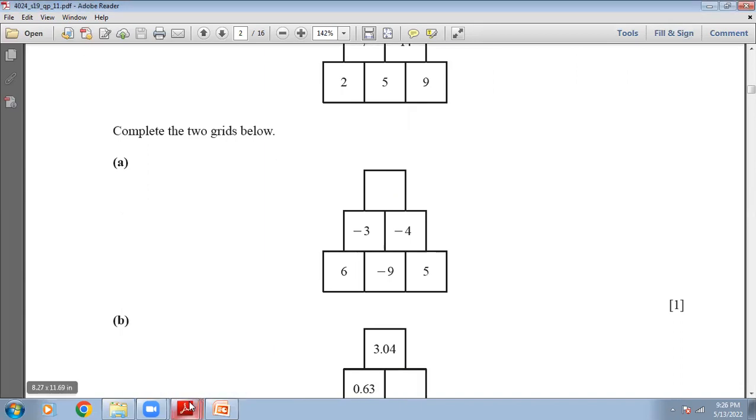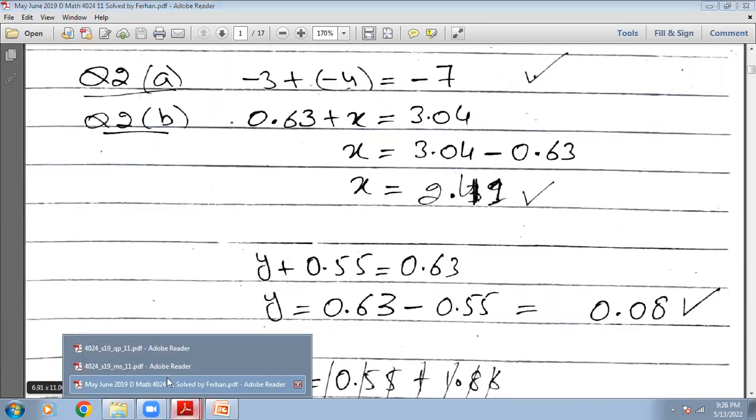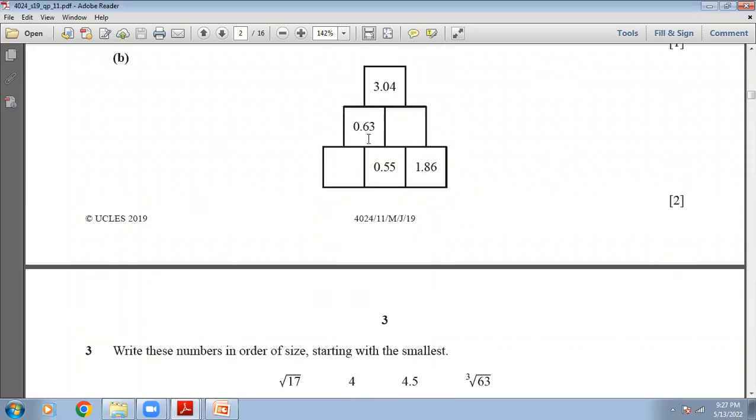Let me show you my solution. Okay, so here you have minus 3 plus minus 4, that will be minus 7. So in that square, I hope you understand. Okay, so we are going to the next part.